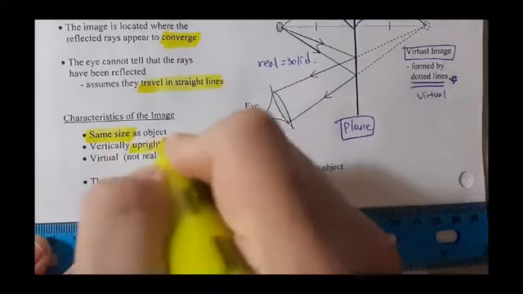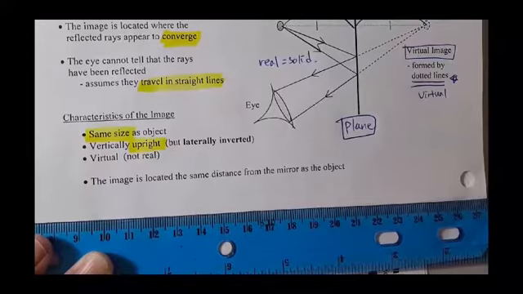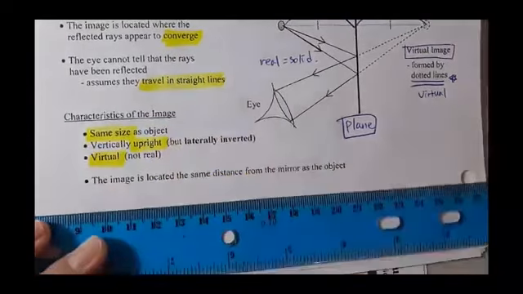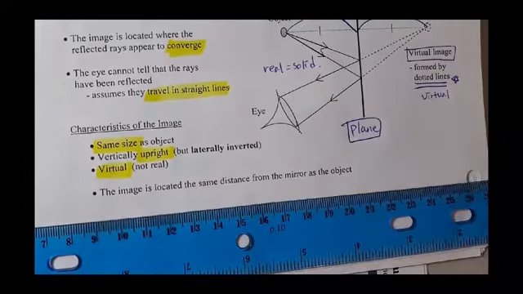Vertically upright is a fancy way of saying you're not inverted. If I'm standing, toes at the bottom, head at the top, the same thing should happen. And the image should be virtual. It's not real. You're looking at a probably left-right inverted situation. If you raise your right arm, technically in your image, yourself is raising your left arm. So that's the only difference. So thus virtual. This is my first half of the lesson today.